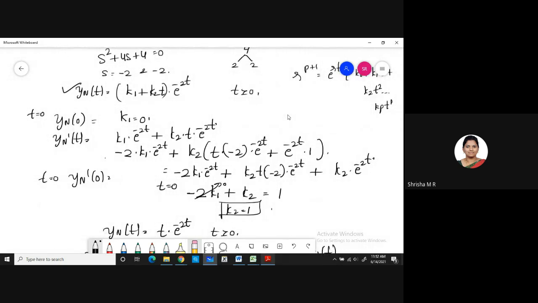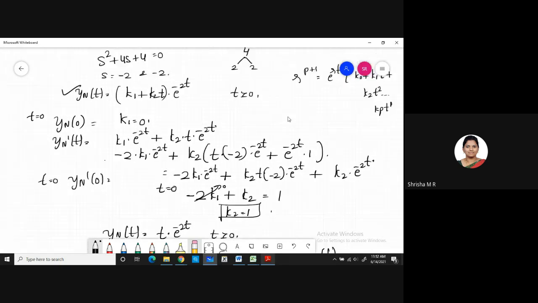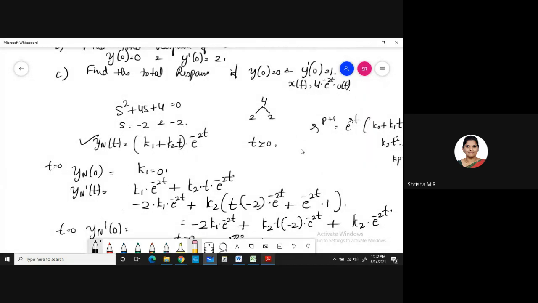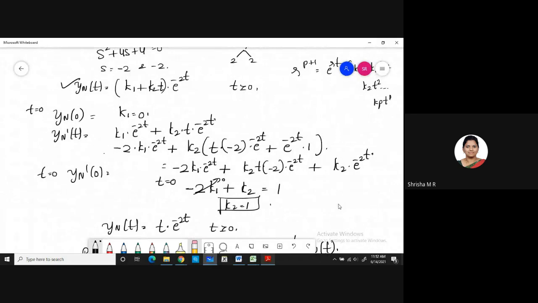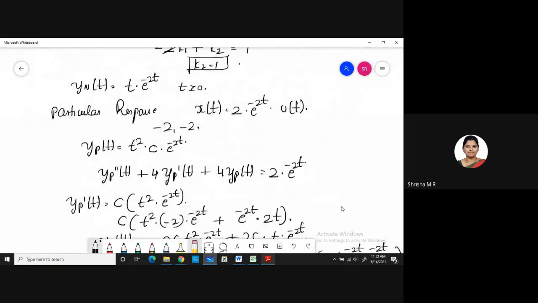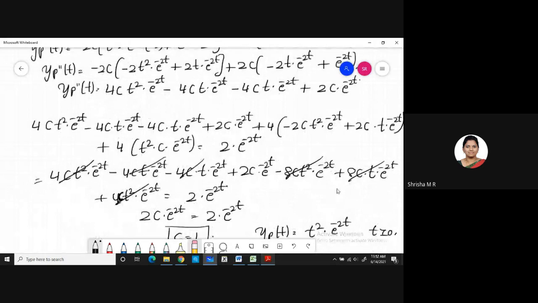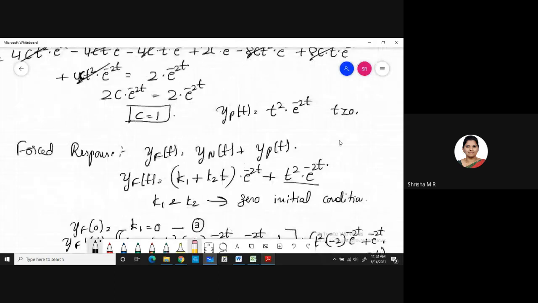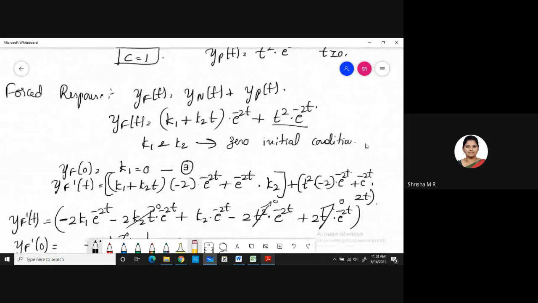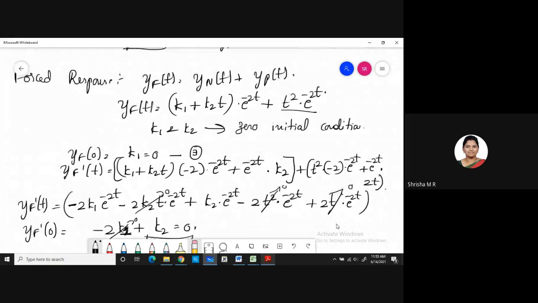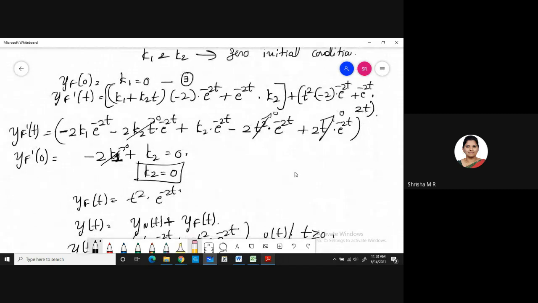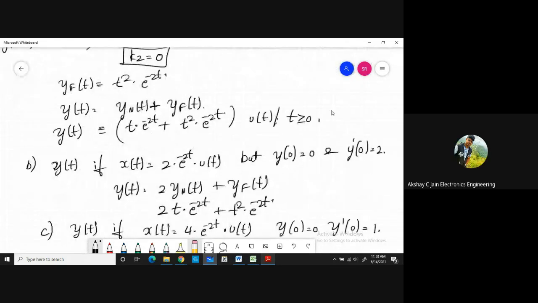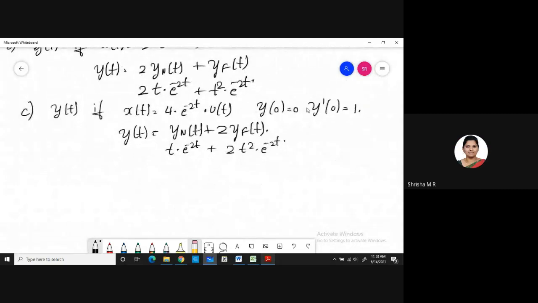Got it? So whatever initial conditions they have given, you are using only when you are finding natural response. When you are finding forced response, again you are finding K1, K2, that time assume 0 initial conditions. Okay? You can observe in the problems which we have solved. While taking forced response, always you have to assume 0 initial conditions. Got it, everyone? Is it clear? Okay, this is all about differential equations.